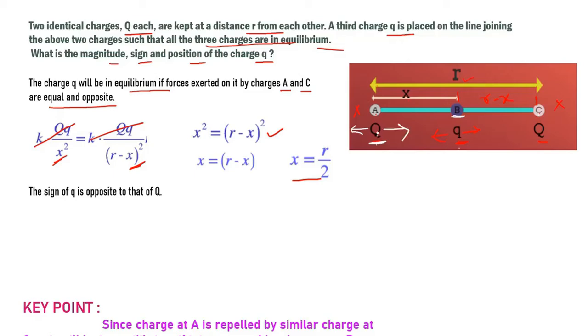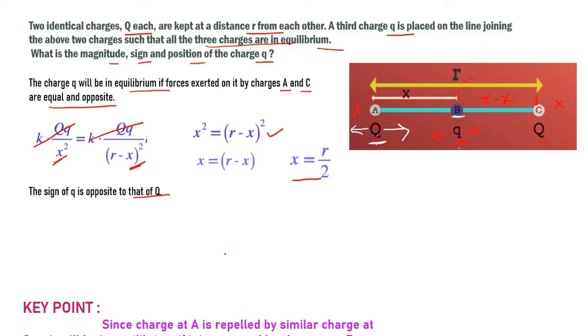So the charge at A is under two forces: one is the attractive force by the small q, and one is the repulsive force exerted by capital Q. This is the key point, the deciding factor which will decide the sign of small q. So the sign of small q has to be opposite to that of capital Q. Then only the system of all three charges will be in equilibrium. If you take the sign of small q the same as that of capital Q, then the three charges will never be in equilibrium. Keep this key point in mind: if a system of three charges is in equilibrium, the third charge has to be opposite in nature.